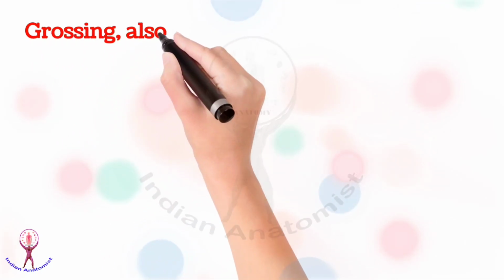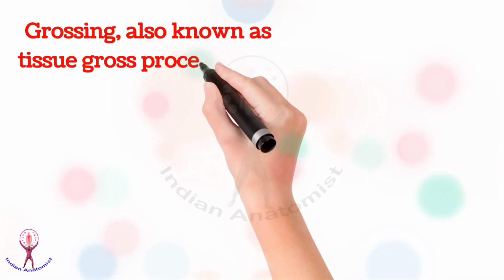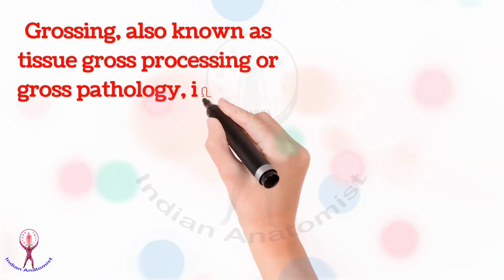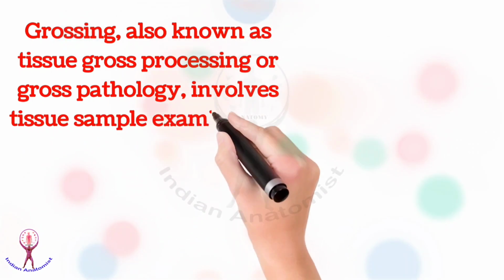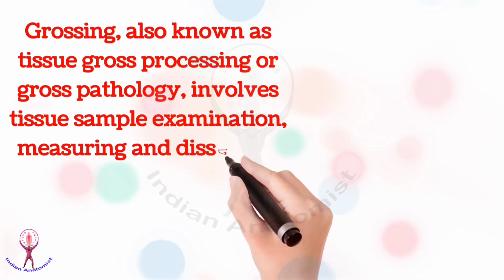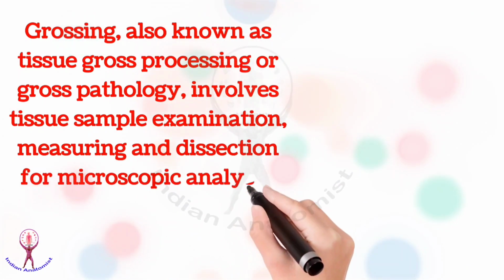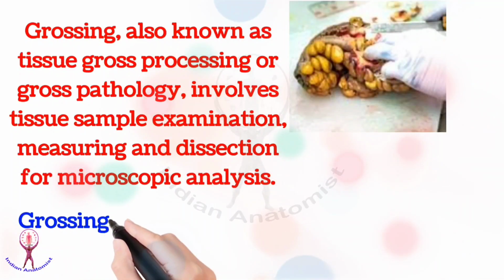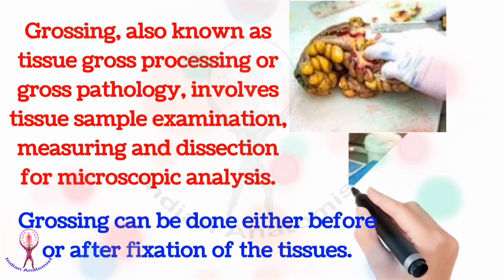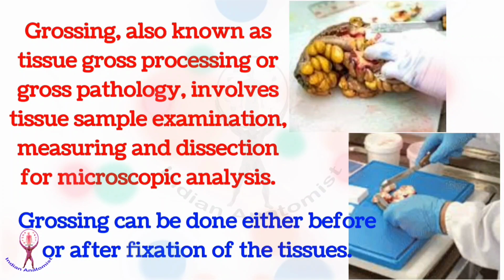What is grossing in tissue processing? Grossing is also known as tissue gross processing or gross pathology. It involves tissue sample examination, measuring and dissection for microscopic tissues. Grossing can be done either before or after fixation of the tissue processing.